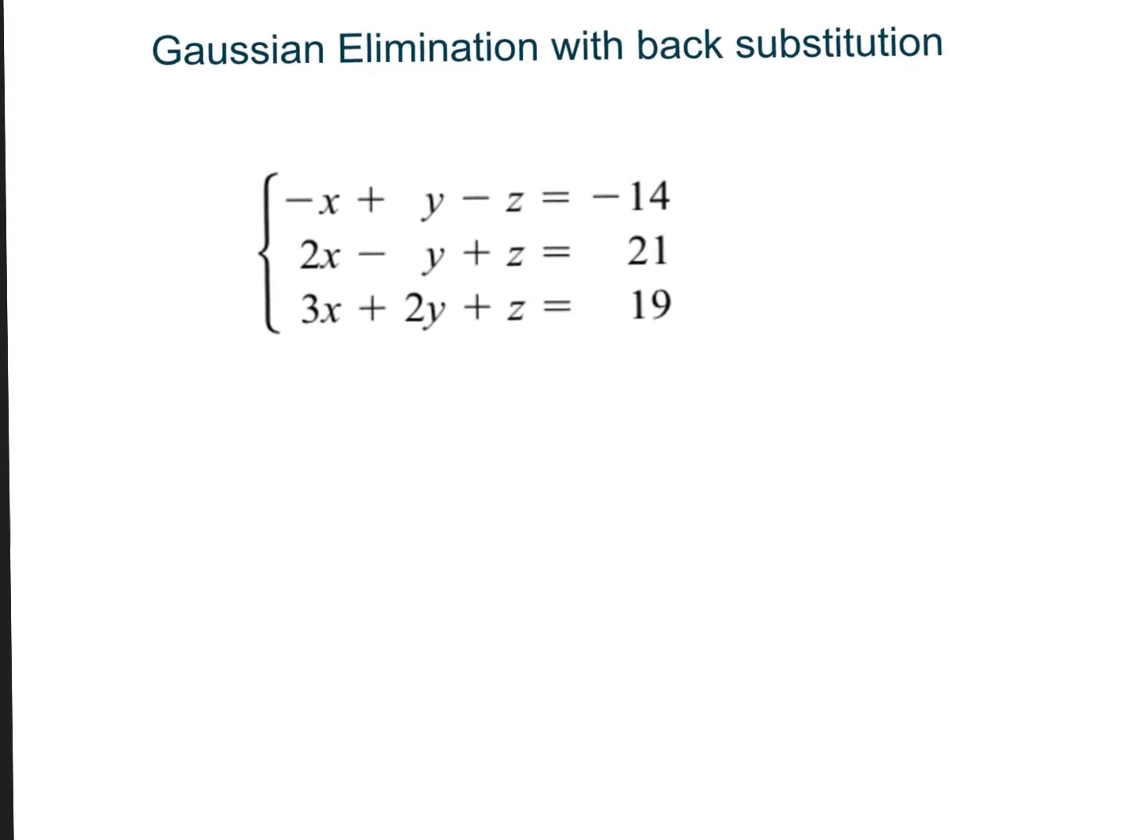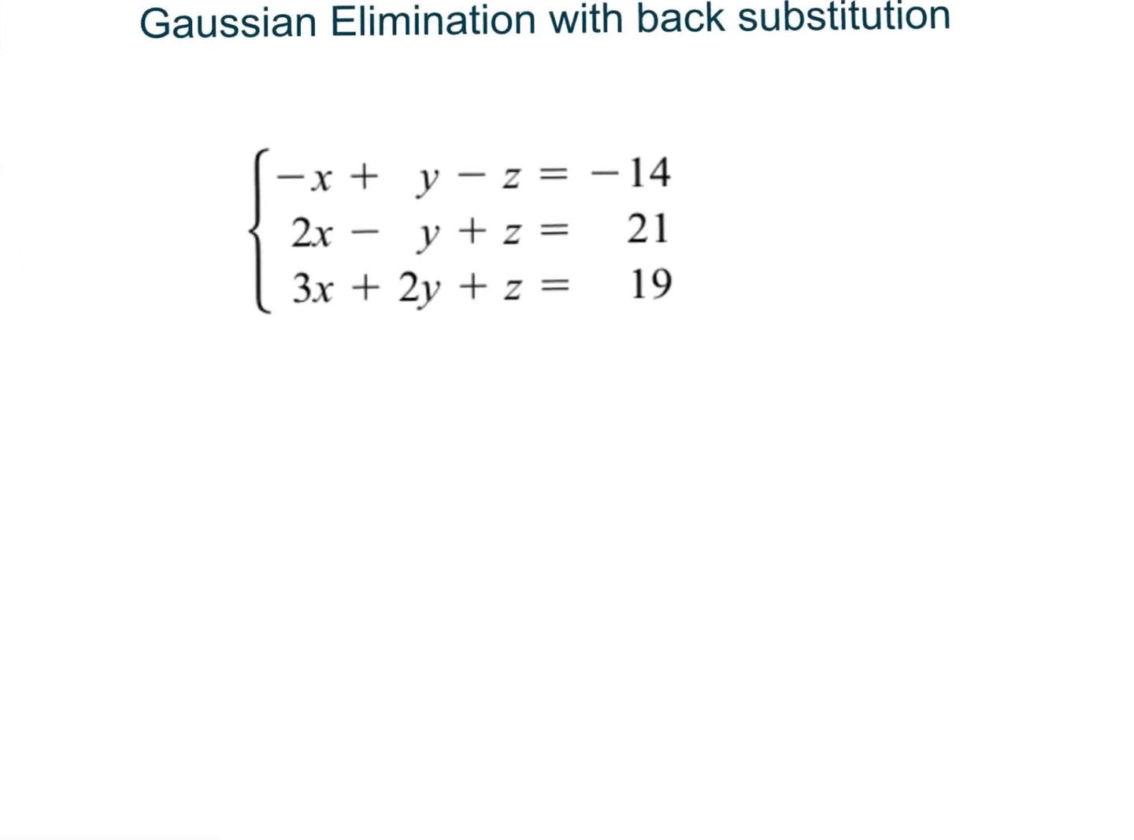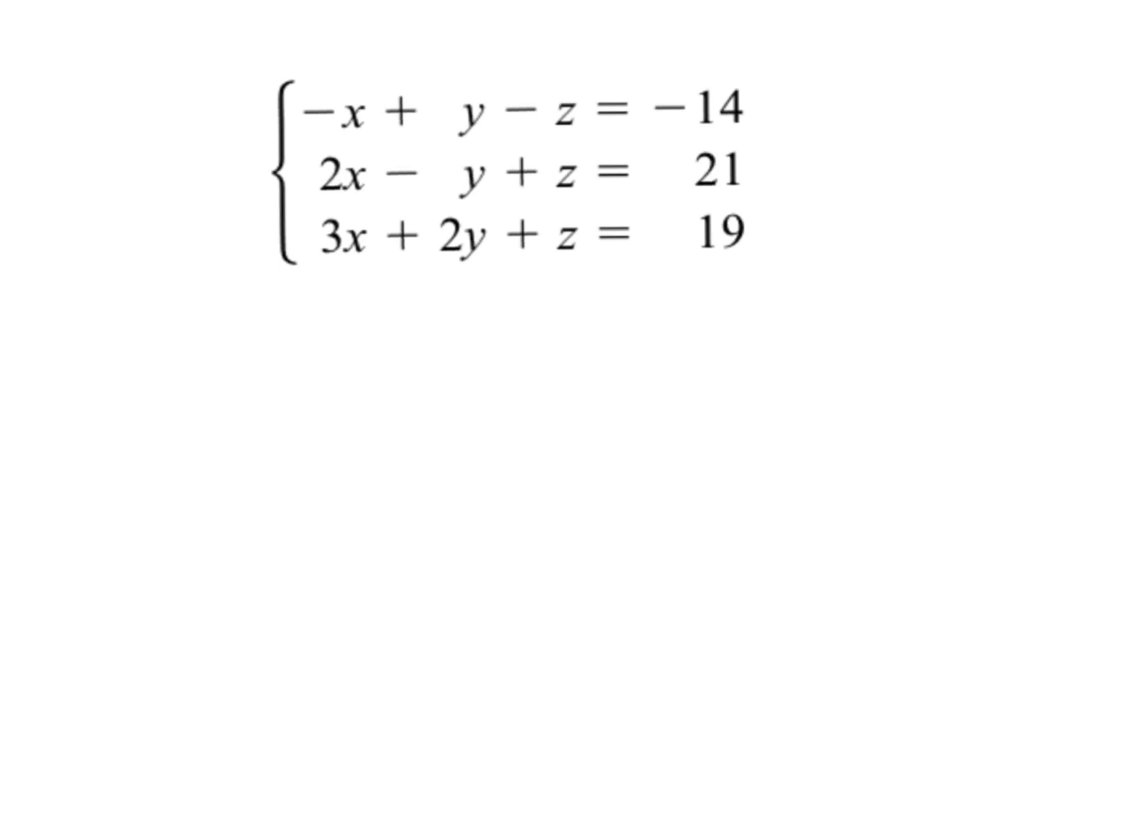So the first thing I'm going to do is write my augmented matrix. So what does that mean? That means I'm going to take all the what? The coefficients, right? And I'm going to write them all out. So negative 1, 1, negative 1, negative 14. If you want to put the little line to denote that this is the answers, that's fine too.